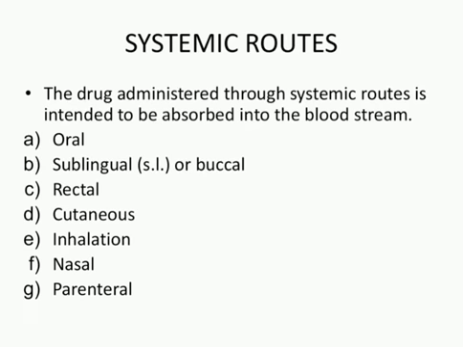Now comes your systemic routes. Now the drugs which are administered through systemic route are basically intended to be absorbed in the bloodstream, and they are to be distributed all over the body, including the site of action, through the blood circulation. The different forms of systemic routes are your oral, sublingual, rectal, cutaneous, inhalation, nasal and parenteral.